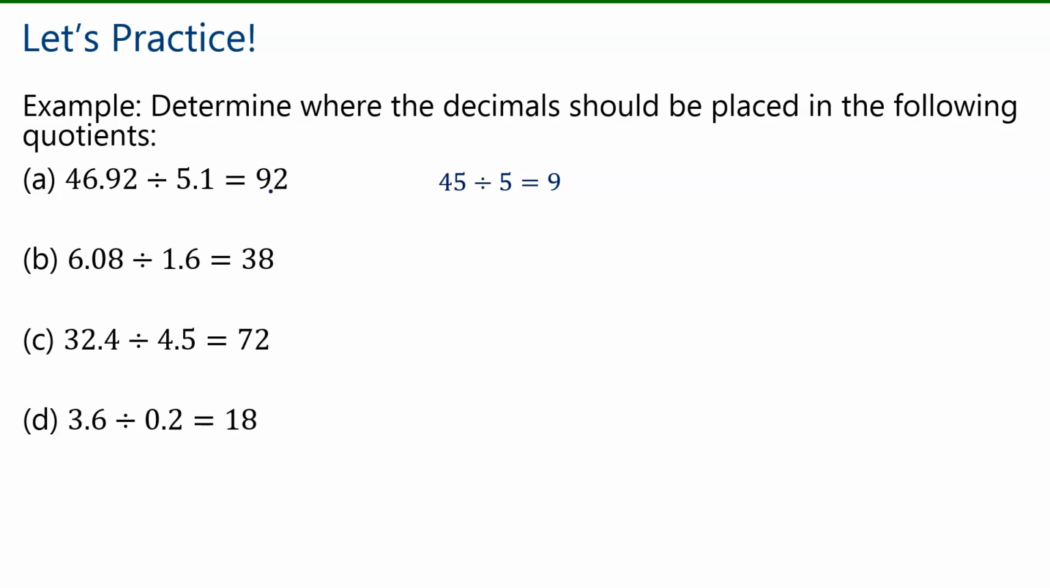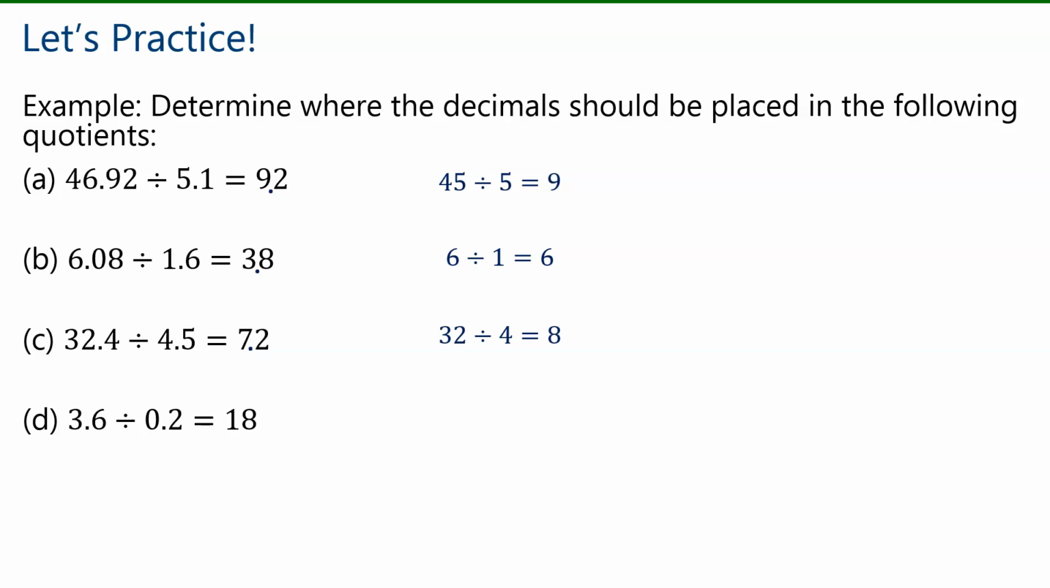For B, if I use front-end estimation here, I can say 6 divided by 1 is 6. So now knowing my answer is around 6, I will put my decimal here to give me 3.8. Now for C, I have 32 divided by 4, which is 8. So my decimal can go right here. 7.2 is close to 8, closer than 72 would be, or 0.72.